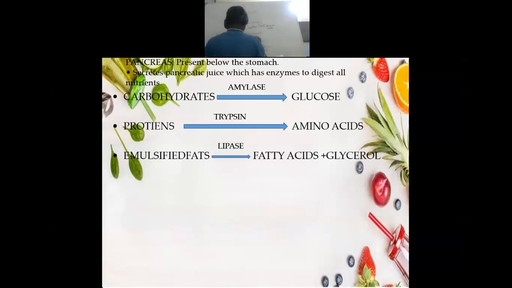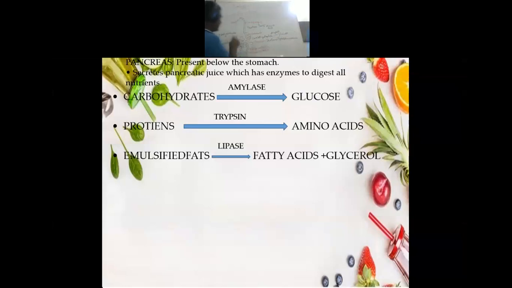It converts carbohydrates to glucose with the help of amylase. It also converts proteins to amino acids with the help of trypsin.